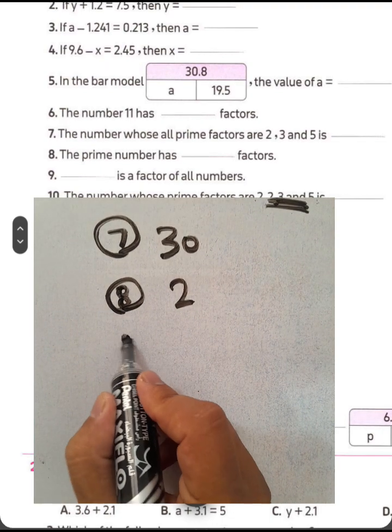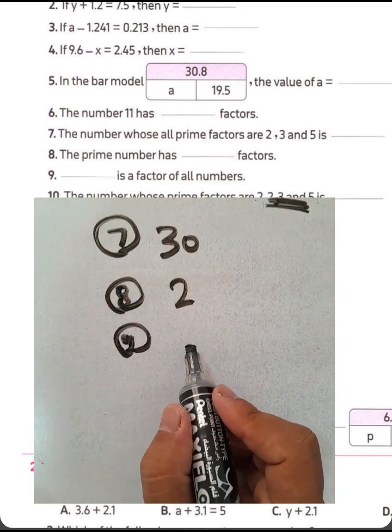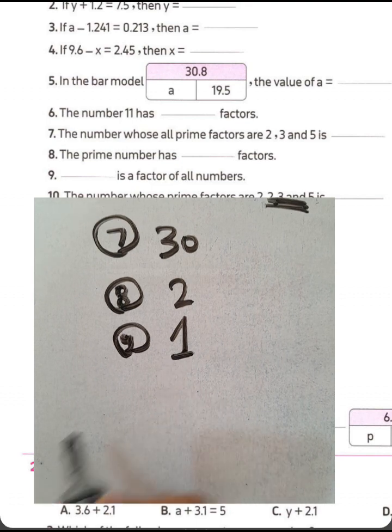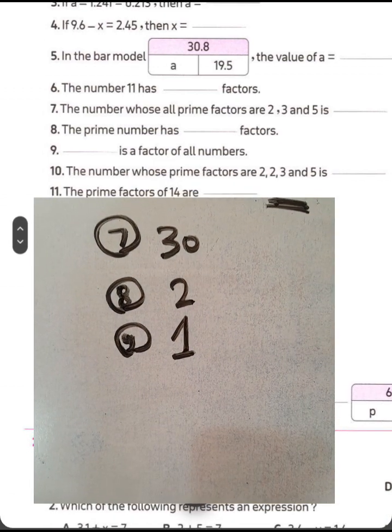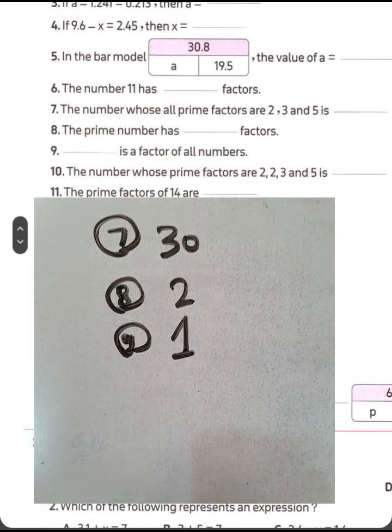Question number 9. One is a factor of all numbers. The factor of all numbers, it will be 1. Okay, question number 11.